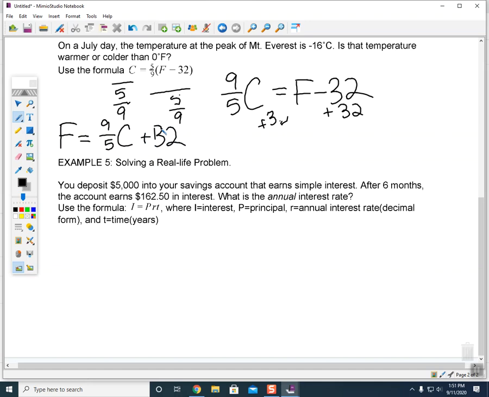Now I just have to plug it in. I'm done rearranging. Now I can just put my numbers in. So Fahrenheit equals 9/5 times negative 16 plus 32. You'll need a calculator, unless you're really good at doing stuff like this in your head, which I'm not. I still have my calculator.